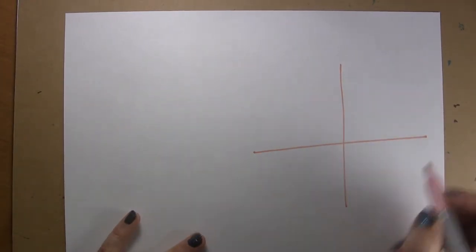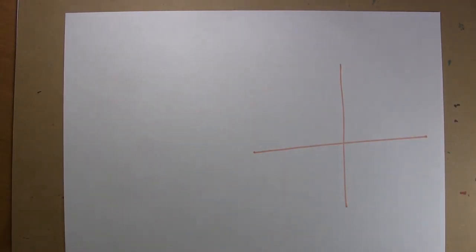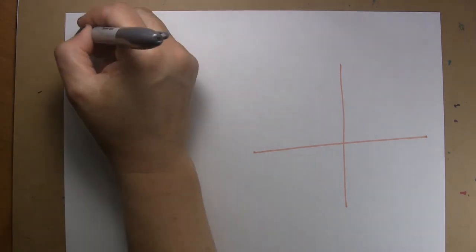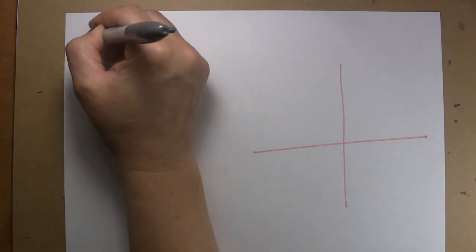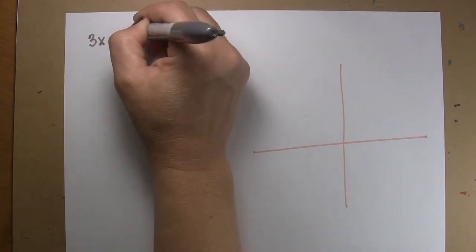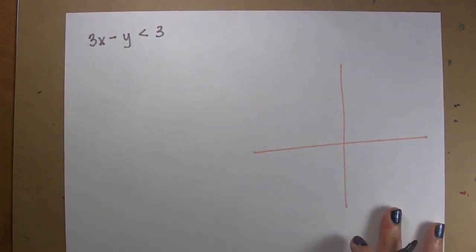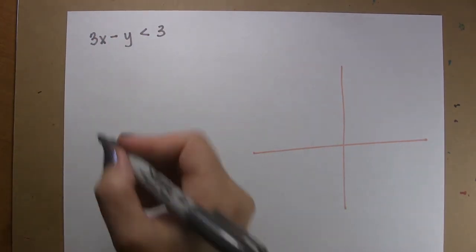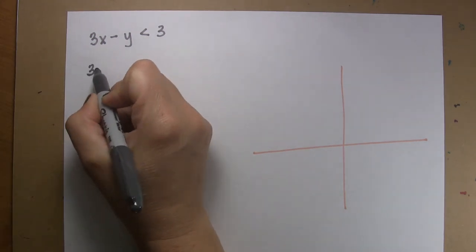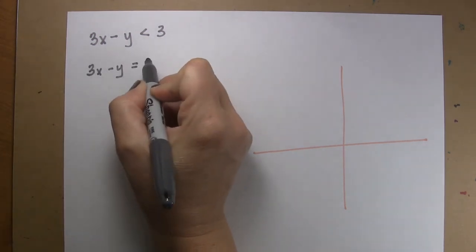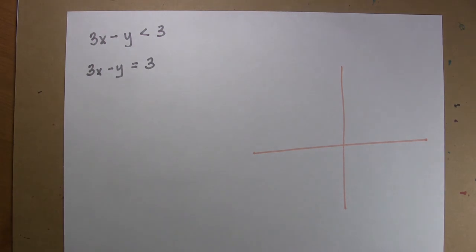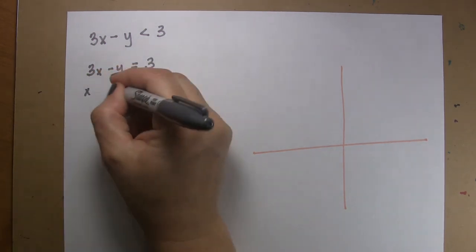So we're going to draw ourselves a graph and we need an equation. So here we'll do 3x minus y is less than 3. Okay, that's our equation. So the first thing I'm going to do is change 3x minus y to equals 3. That way I can make my nice XY chart.